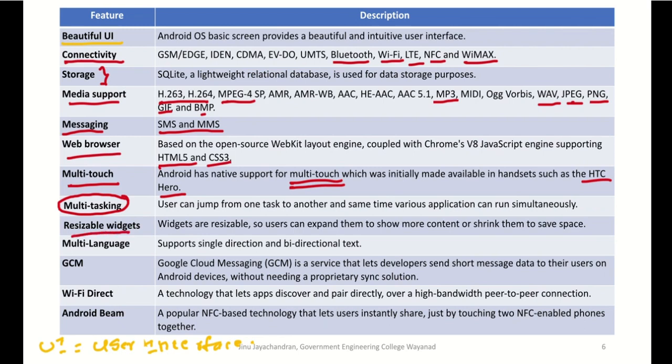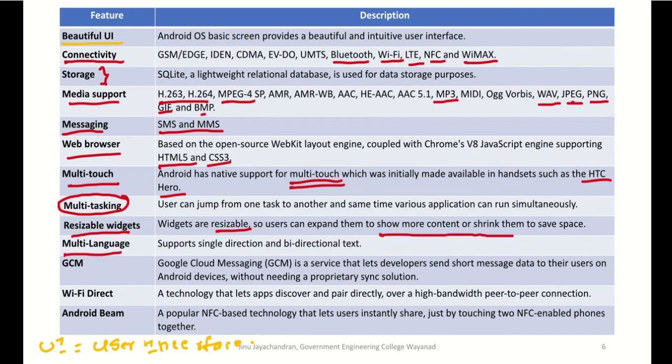There are widgets. For example, when you open an Android phone, you can see a clock or weather on your front screen. Those are called widgets, and you can resize the widget and expand it to show more content.